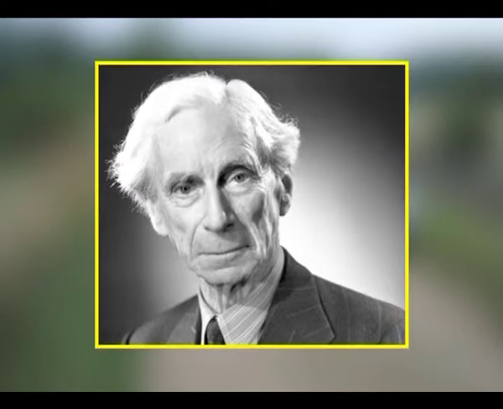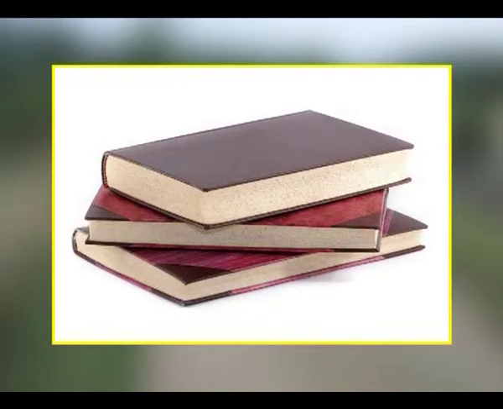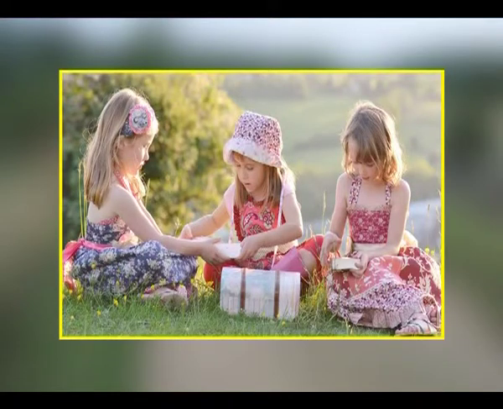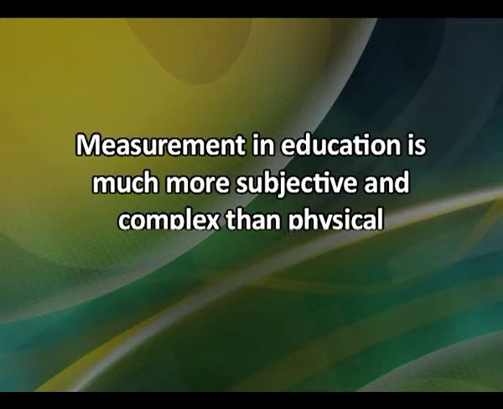Bertrand Russell says that number is the class of all classes. For example, 3 men, 3 books, 3 girls all belong to one class, the common element being threeness. Measurement in education is much more subjective and complex than physical measurement.